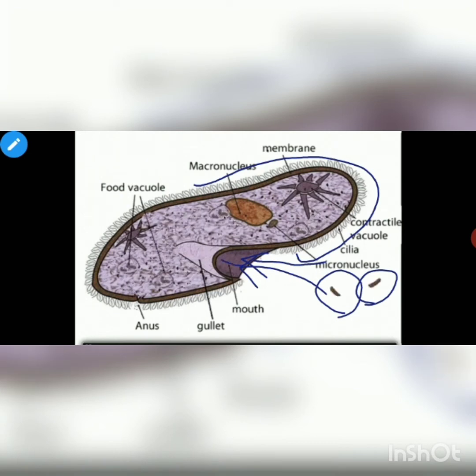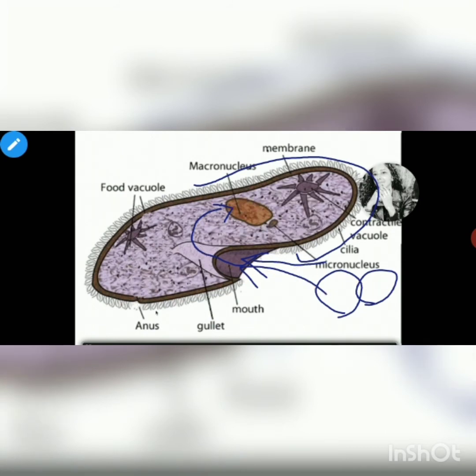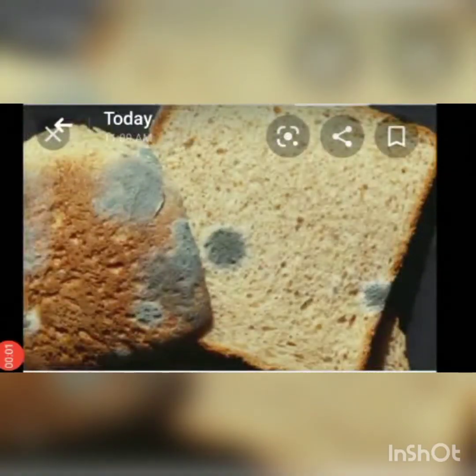When the food particles enter inside, they will enter into the food vacuoles. Inside the food vacuoles, digestive enzymes will be secreted and digestion will be taking place. After digestion has occurred, the unnecessary waste materials will be thrown out through the anal pore. So, now let us do a quick recap of what we studied.